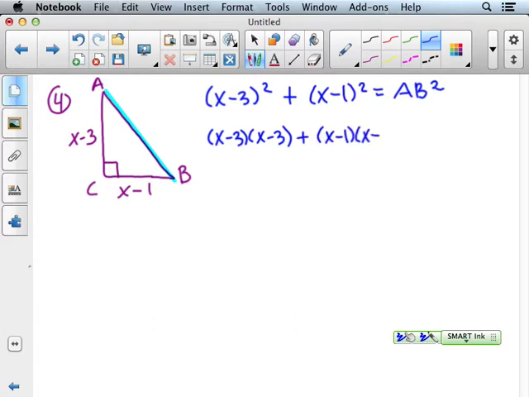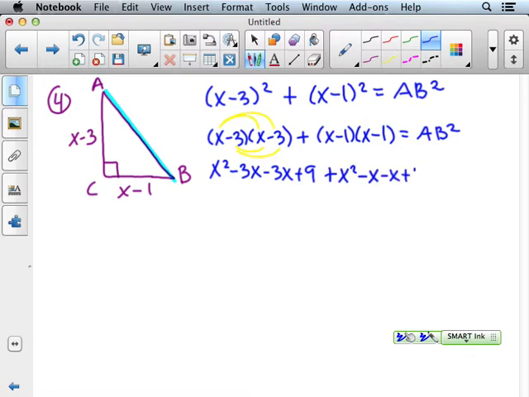x minus 1 times x minus 1 equals AB squared. So we get x squared minus 3x plus 9. And that comes from double distributing here. And then in the second part, we get plus x squared minus x plus 1. And that comes from double distributing here. Equals AB squared. I'm going to combine all my like terms. So I get 2x squared minus 8x plus 10 equals AB squared.